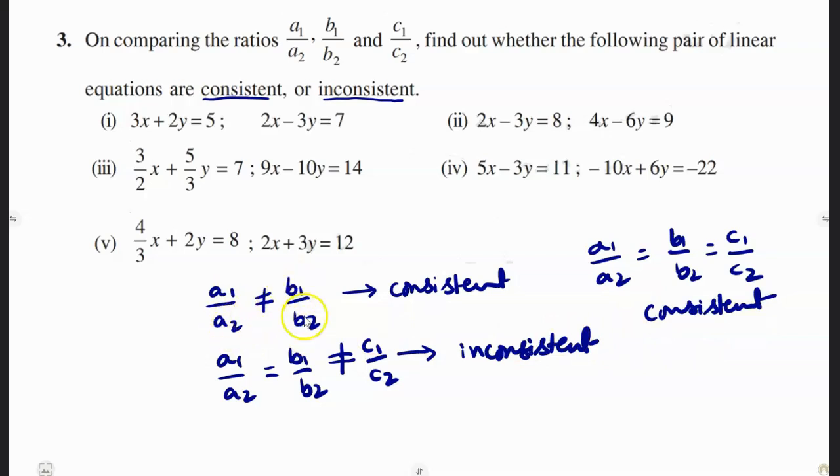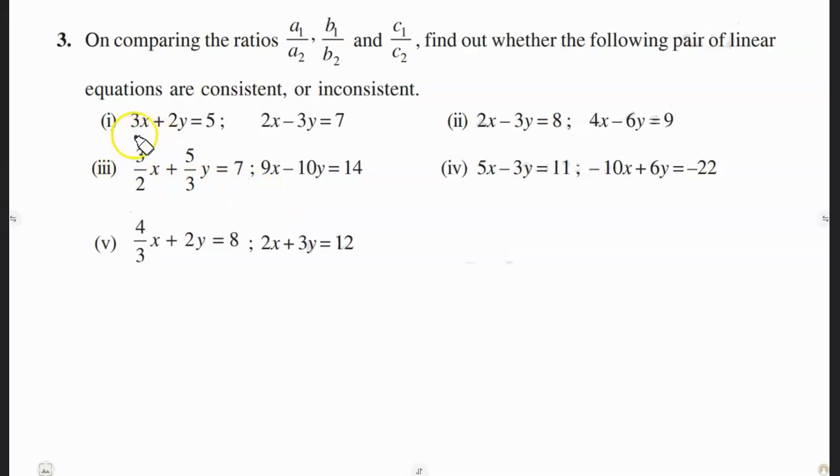a1 by a2 not equal to b1 by b2, they are consistent. a1 by a2 equal to b1 by b2 but not equal to c1 by c2, then they are inconsistent. a1 by a2 equal to b1 by b2 and also equal to c1 by c2, they are also said to be consistent. So in two cases they are consistent. So these three things you need to remember, and we will go to the next page.